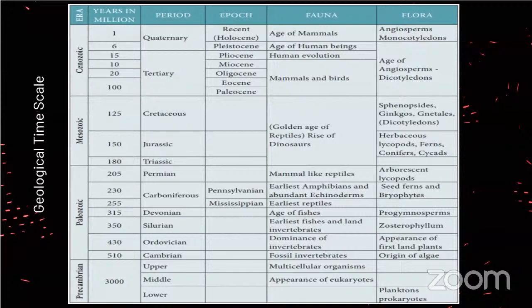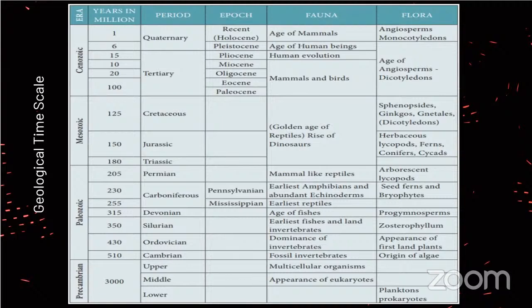And this is the geological time scale of our Indian stratigraphy. And if you observe, the main eras are divided into Precambrian, Paleozoic, Mesozoic, and Cenozoic eras. When we talk about Precambrian, it formed more than 3,000 million years ago. And this Precambrian is again divided into lower, middle, and upper based on the stratigraphic sequence and time scale.